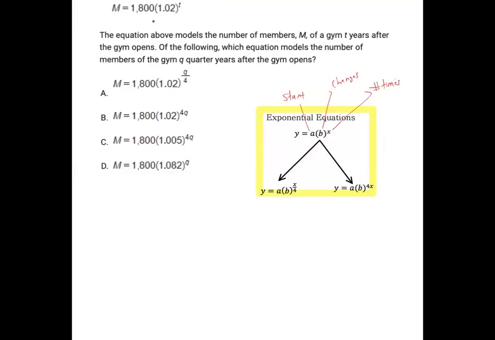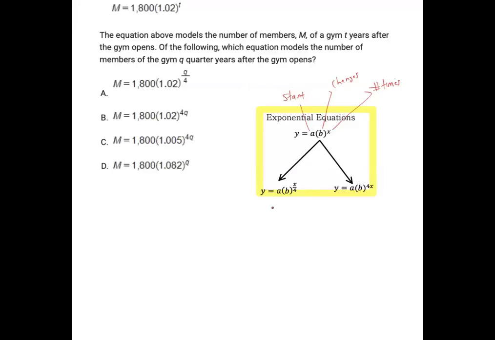So for instance, a gym can have 1,800 members. It can be changing by 1.02, which by the way means we're increasing by 2%. And it can happen once a year, which would be every 2 years. So that's what we're starting with here.